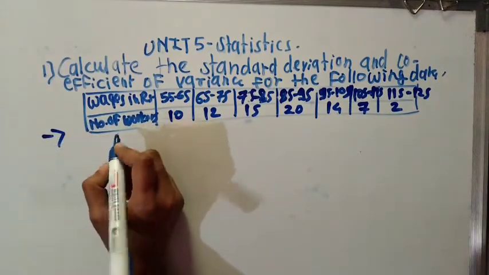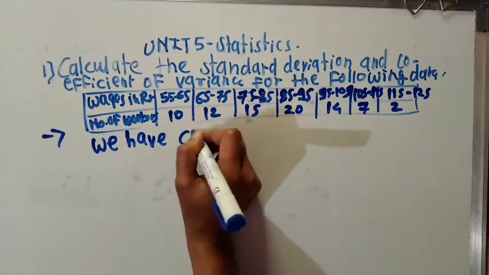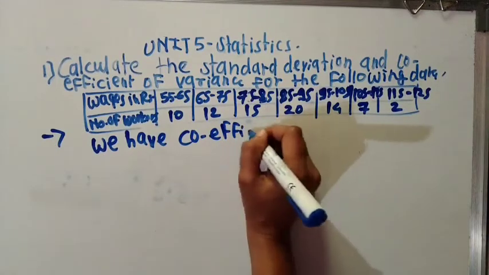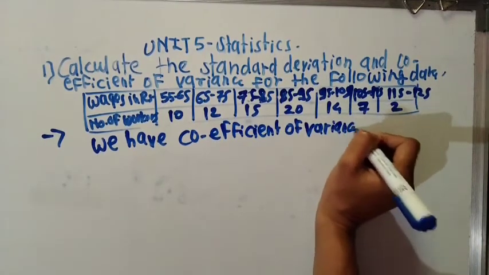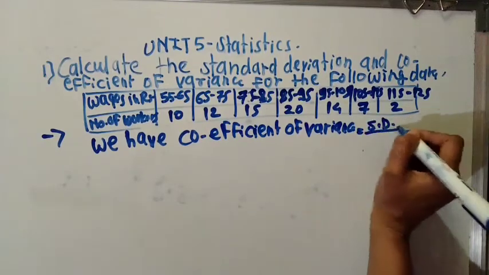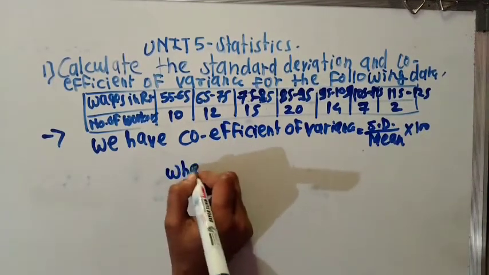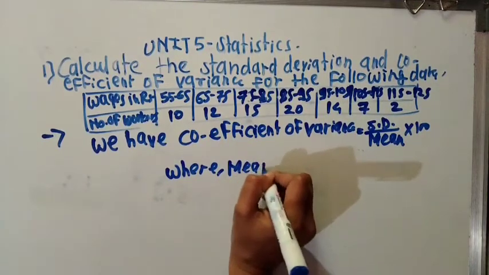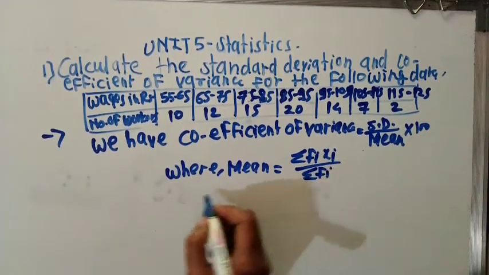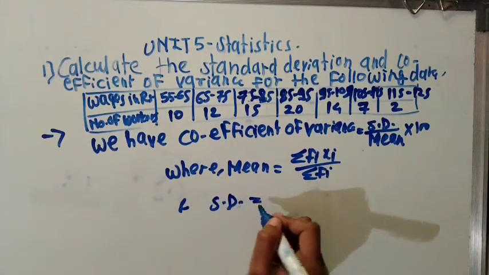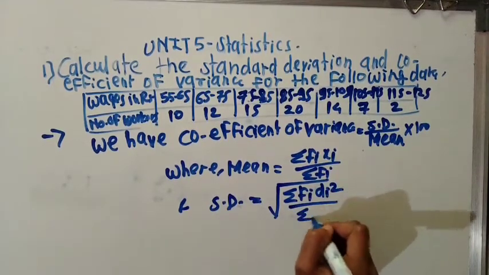Then first of all, we have coefficient of variance is equal to standard deviation upon mean into 100, where mean is equal to summation of fi into xi upon summation of fi, and SD standard deviation is equal to root summation fi di square upon summation of fi.